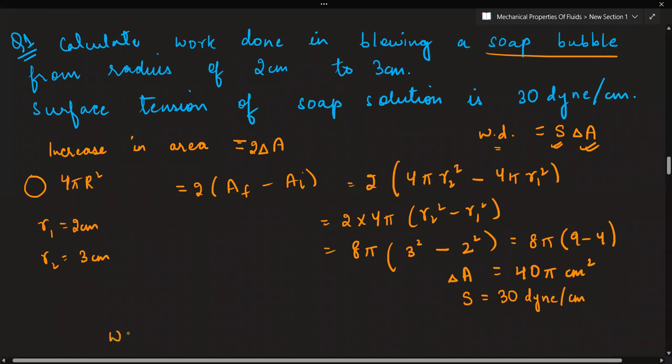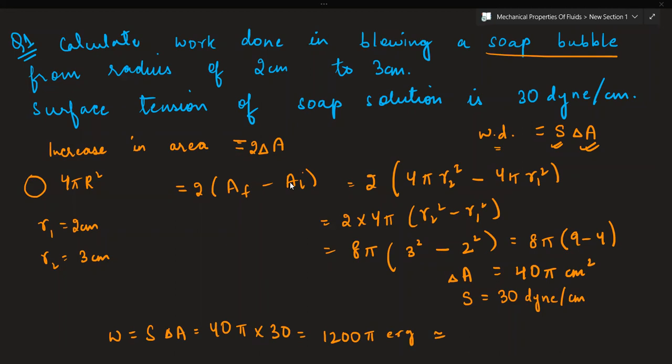So the work done would be surface tension multiplied by area. That is 40 pi multiplied by 30, which gives us 1200 pi erg. So that is approximately, your answer is right, Aisha, 3771.3. It will come out approximately like that.